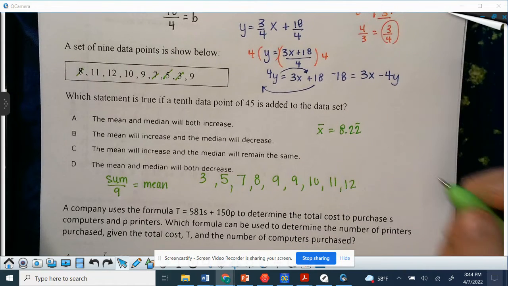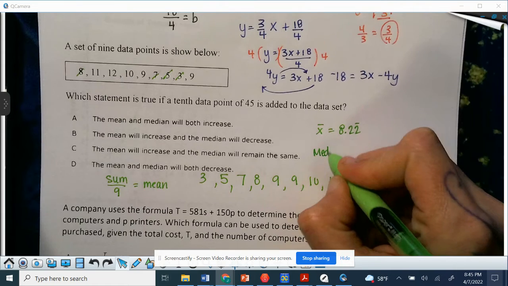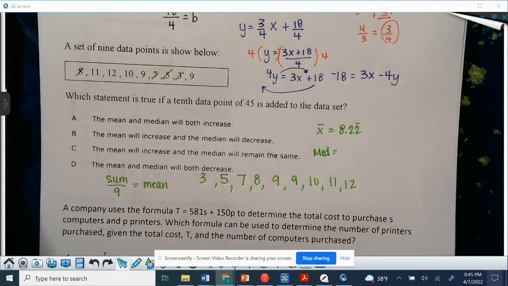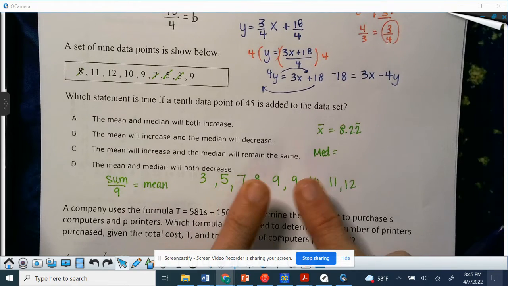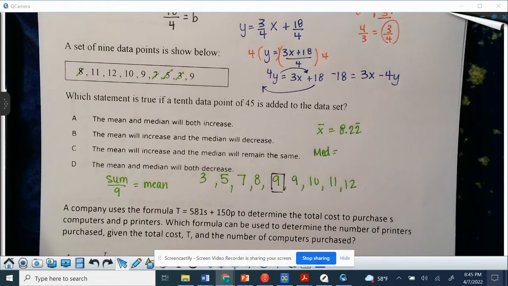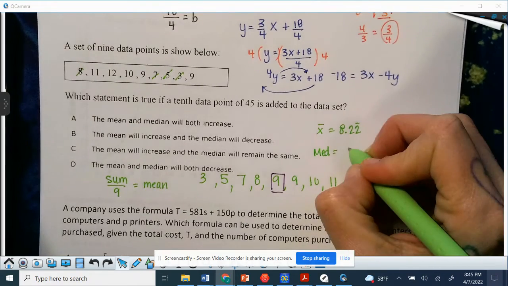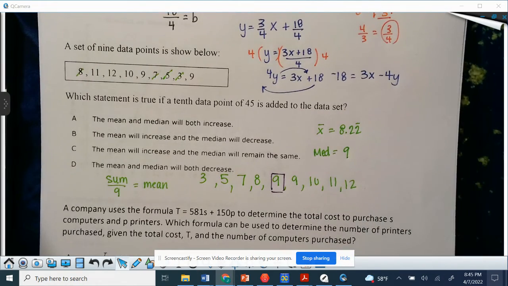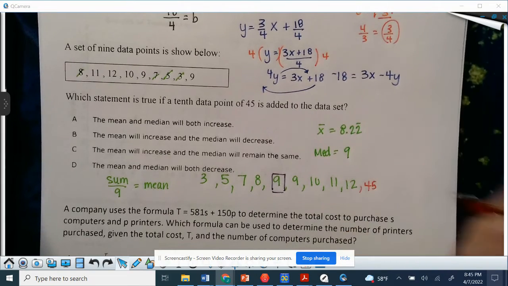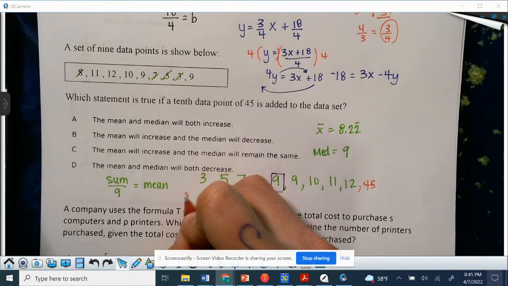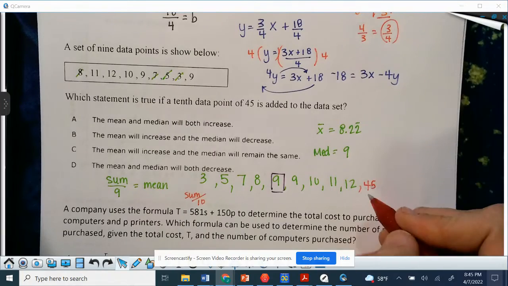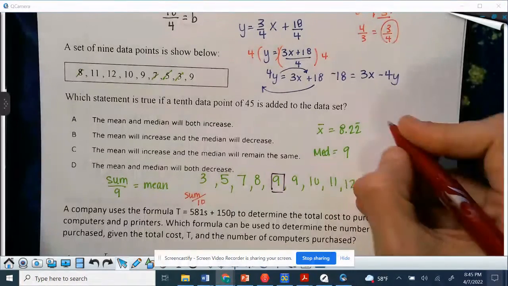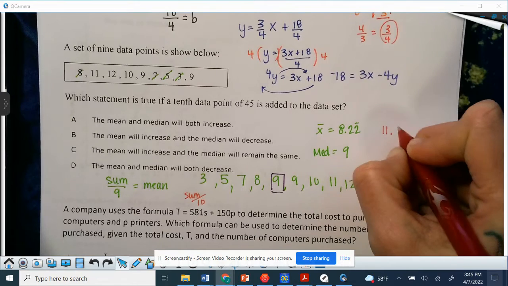And then the median, which again is just your middle term, which we can count in. So if I go from here to here, 2, 2, 2, middle number, so our median is 9 when they're just as they are. The question tells us to add a 45. So it's going to be the sum divided by 10 now, which is going to give us a new mean. It's going to be a lot larger because 45 is definitely an outlier relative to our data that was there before. So our new mean is 11.9.